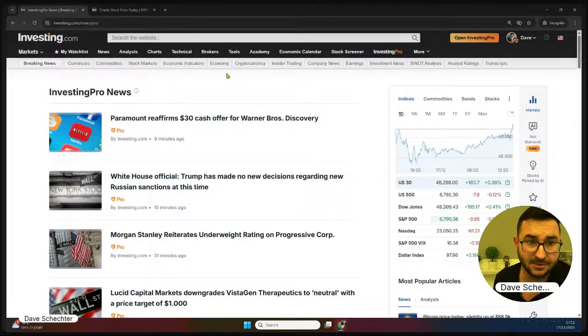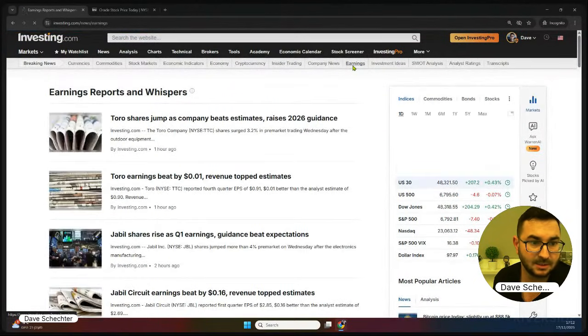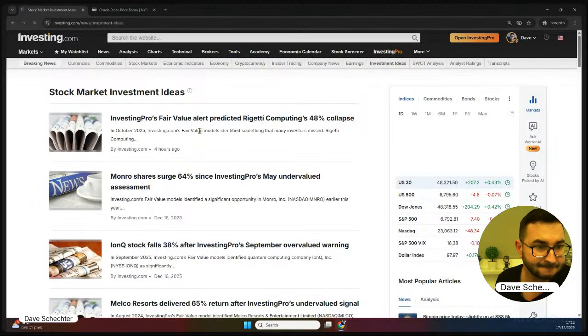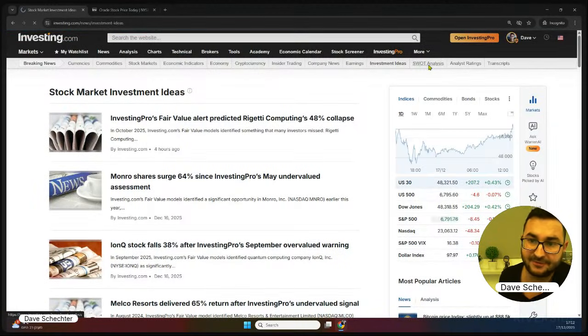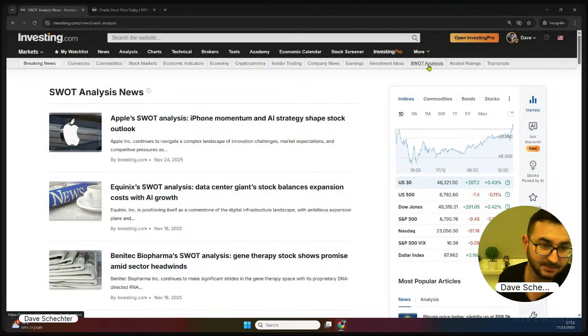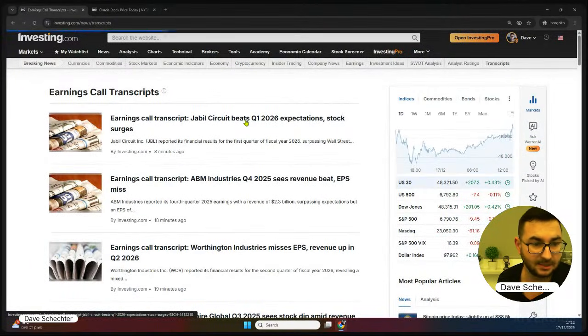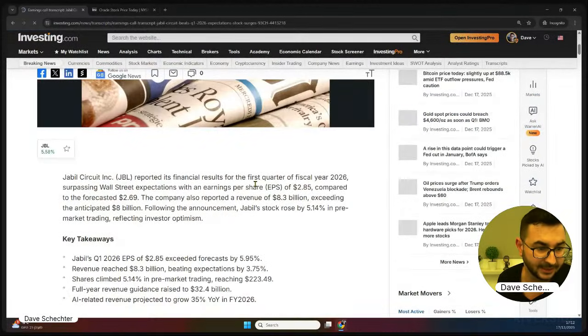And then the other categories that I find particularly interesting are earnings, in case it's earnings season, just to go ahead and browse the article titles to make sure I didn't miss anything. If I'm also looking for investment ideas, I can do that here as well. And then, of course, the other things I find really interesting are SWOT analysis, which basically gives me the for and against argument for buying any particular stock. And then for those data nerds among us, we also have earnings call transcripts so that you can go ahead and dig into all of that wonderful data as well.